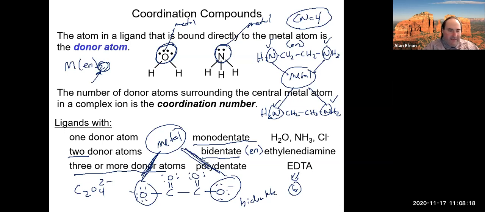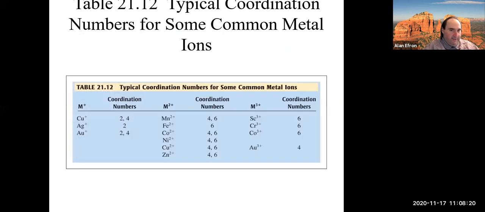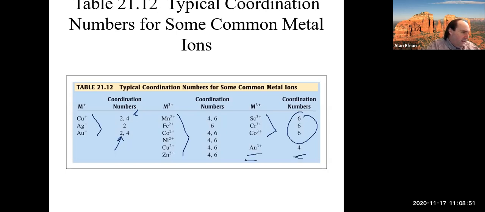So how do you know how many ligands you get? There are some common coordination numbers. Here, these all have a +1 charge. As you can see, very common are 2s, a little bit of 4s, but 2s are more common. When we get to +2s, typically 4s and 6s are how they come together with the ligands. And if we get to our +3s, a coordination number of 6 is very common, except for gold. Typically, it will have a coordination number of 4 and attach in that sense.